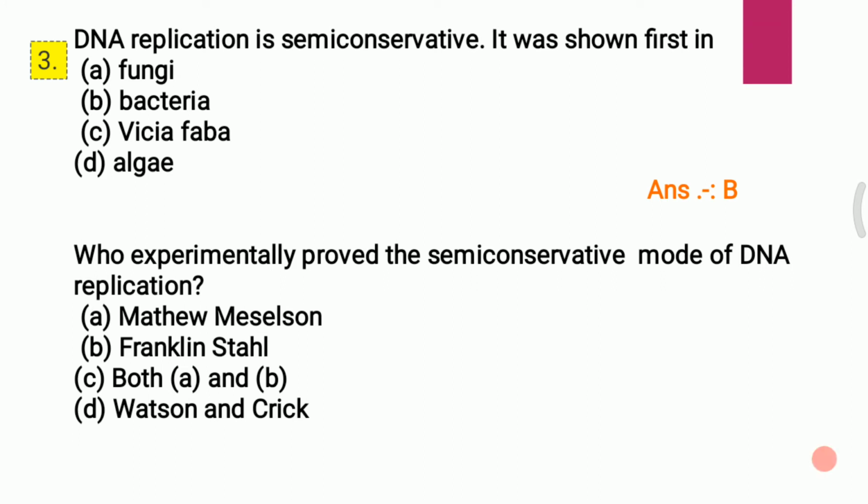Second question. Who experimentally proved the semi-conservative mode of DNA replication? A. Matthew Meselson, B. Franklin Stahl, C. Both A and B, D. Watson and Crick. I repeat the question. Who experimentally proved the semi-conservative mode of DNA replication? Answer for this question is C, that is both A and B, that is Matthew Meselson and Franklin Stahl.